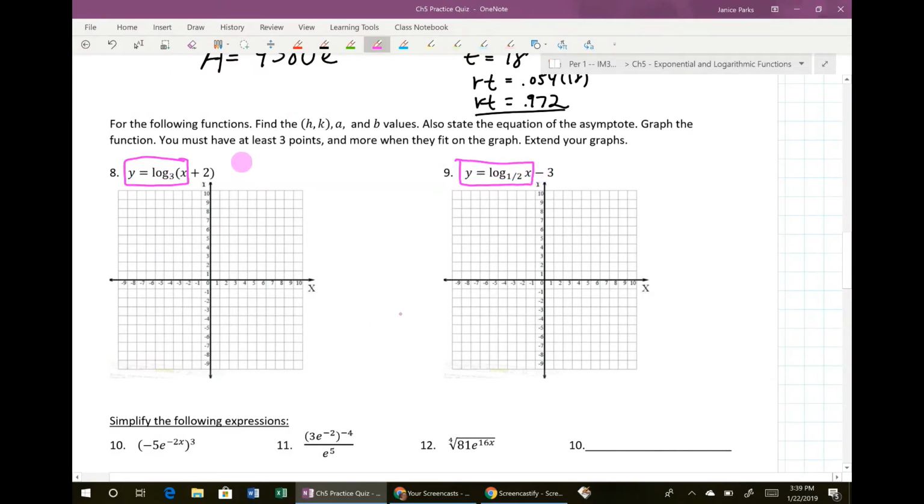So the HK for this one is -2, 0. And for number 9, the HK is 0, -3. If you notice, when it's in the parentheses, that's the H value, and you do need to change that sign. When it's outside of the parentheses, it's the K value. And so you don't have to change that sign. You use whatever's there. So I'm going to go ahead and plot that, -2, 0, and draw in the HK. Okay, so we have HK. And in this one, it's 0, -3.